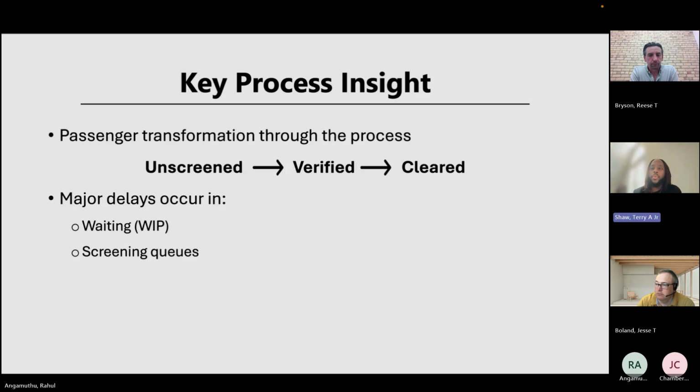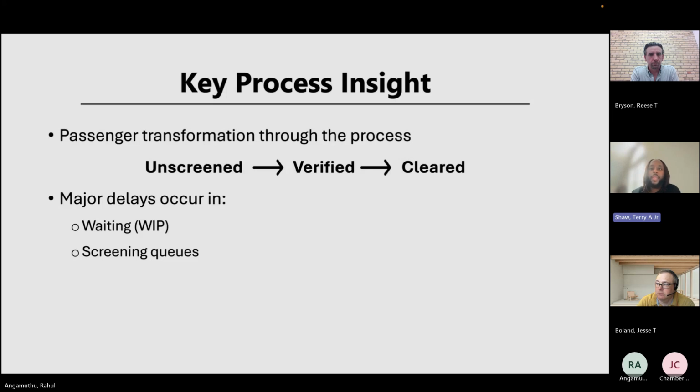This step is important because it ensures the right person is traveling and allows them to continue through the process. Finally, after completing both the baggage screening and body screening, the passenger leaves as a fully screened and cleared traveler, meaning they are approved to enter the secure area of the airport. What's important to recognize here is that not every step in this process adds value.